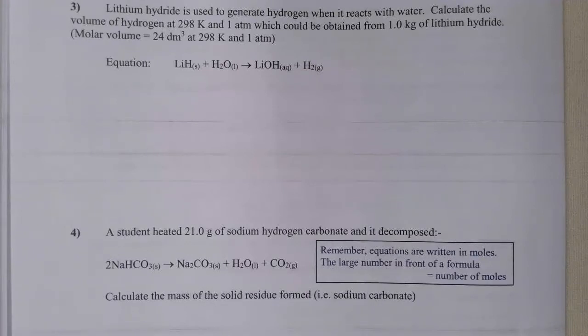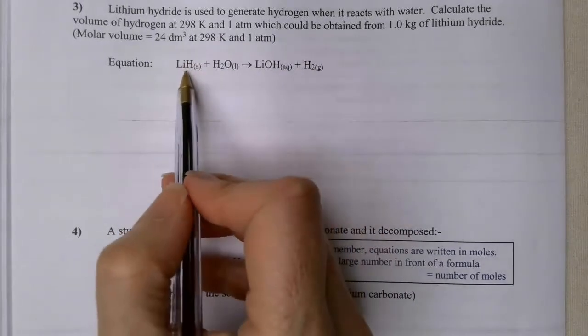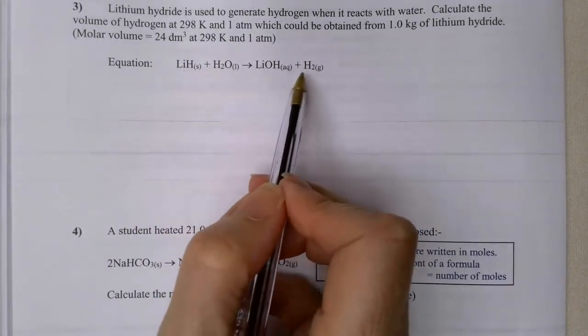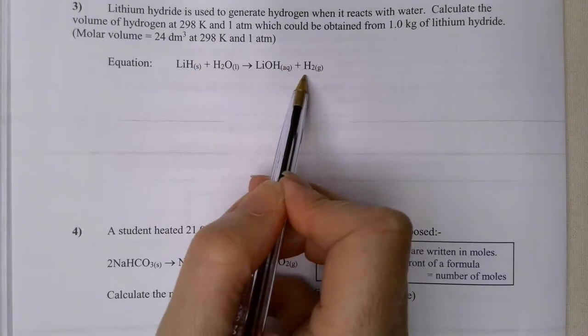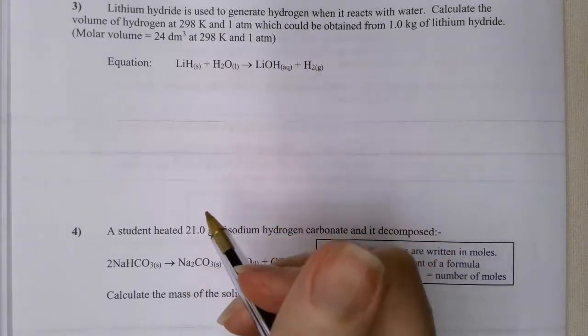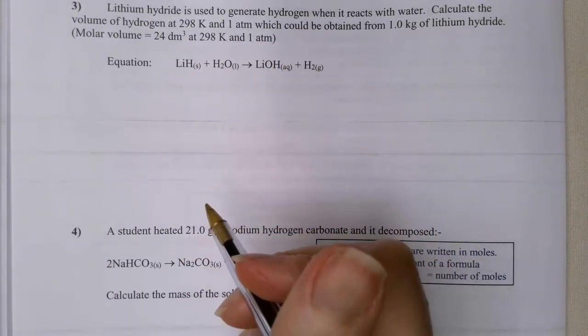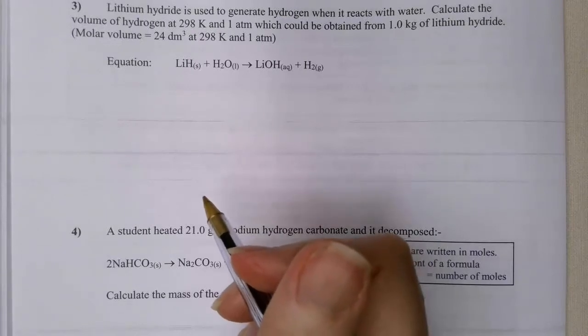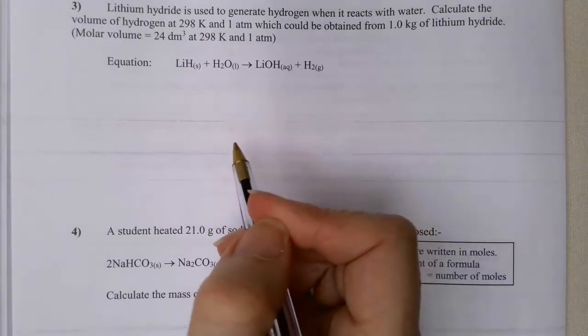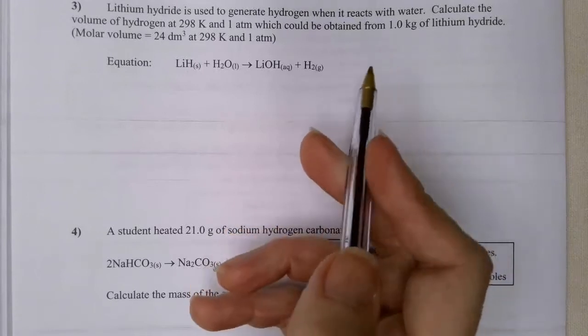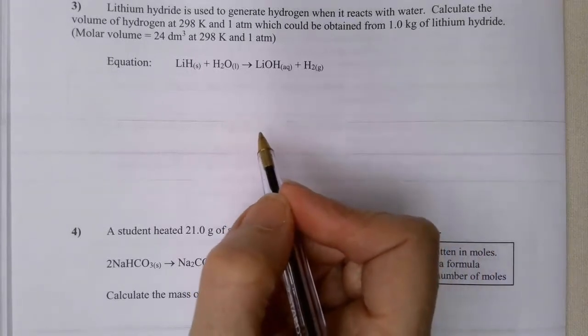So in my next example, I have to combine the equations from the previous topic, moles 1, with our molar volume calculations. So I've got lithium hydride, which is a solid, and it's being used to generate hydrogen gas. So I want to calculate the volume of hydrogen at 298 Kelvin and 100 kPa, or 1 atmosphere, which could be obtained when I decompose or react 1 kilogram of lithium hydride.